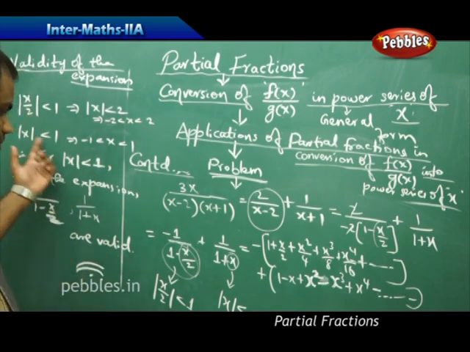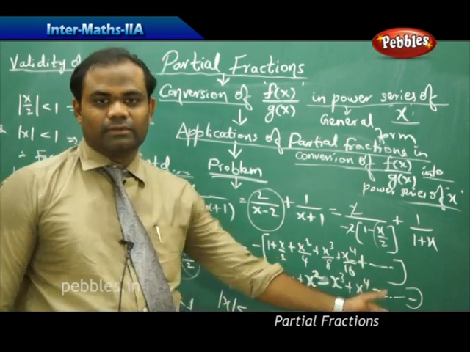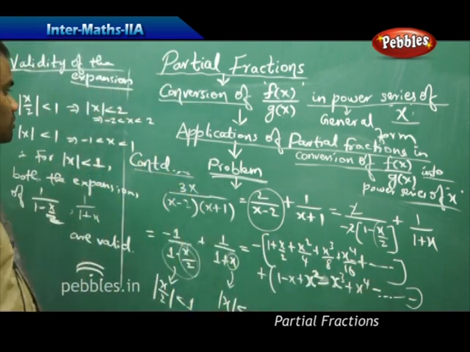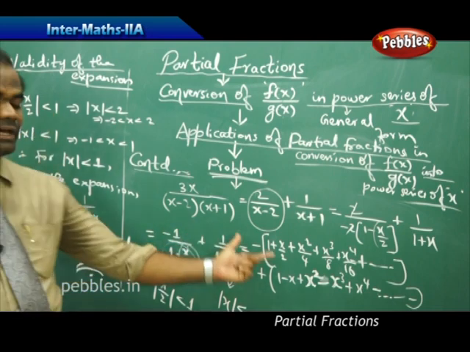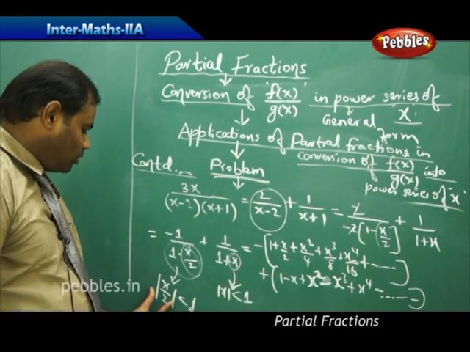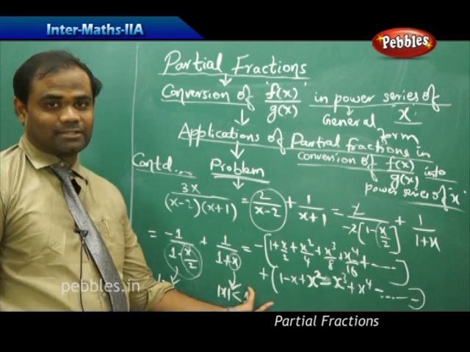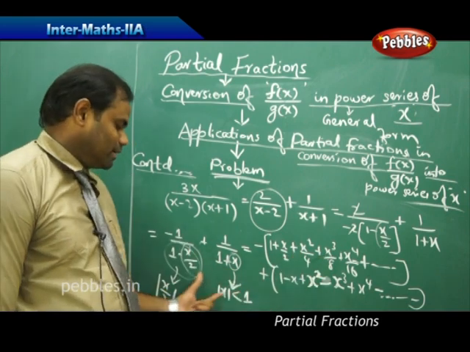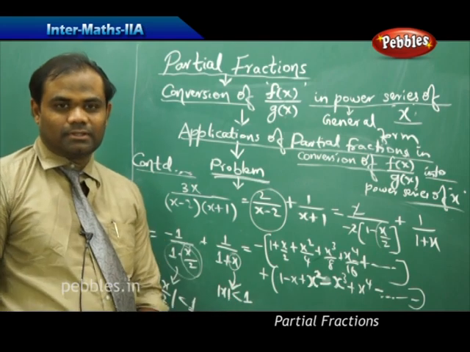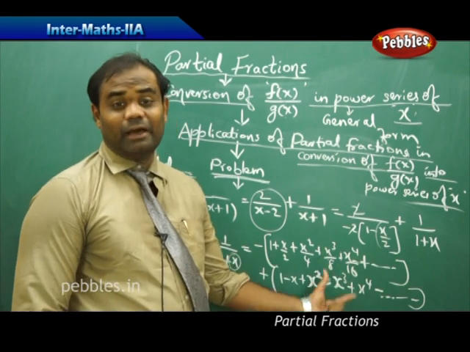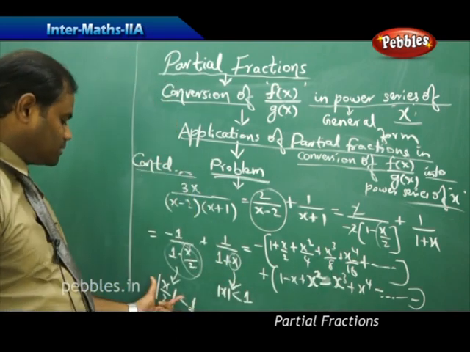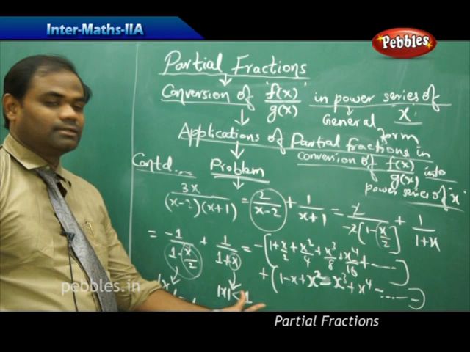And once we validate the expansion, then we expand with this. So if the question refers to validate the expansions, we need to justify through mod x less than 1 or less than k, and then proceed with the expansion. Therefore, for mod x by 2 less than 1 and mod x less than 1, this expansion is valid for each of these cases. Now the question comes on how we find the coefficient of x power 4 for these valid expansions in the given intervals.